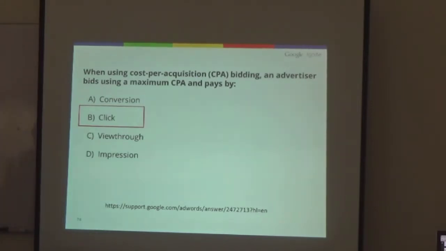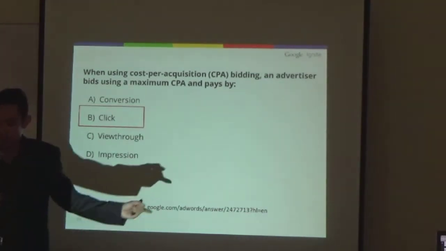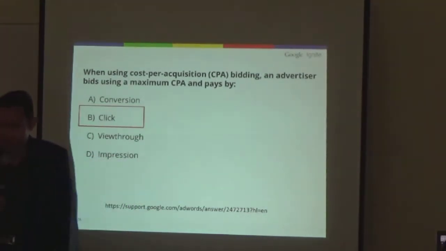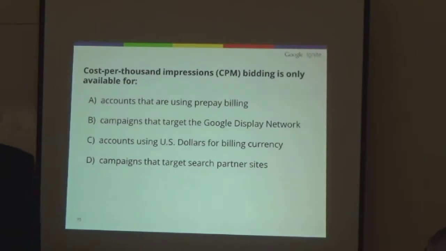You cannot pay by conversion, you still pay per click, but Google will automatically adjust your bid price up and down to what Google feels will actually give you the higher conversion, but you still pay per click, right? There is a reference below that you can cut and paste and read a little bit about this CPA bidding. Next question.